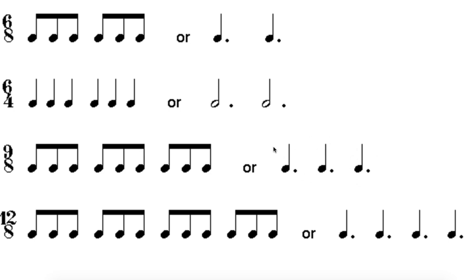Hence, this would be called a triple meter because of that, and this would be called a duple meter because of that. This would also be called a duple meter, 6/4. 12/8, we have 12 eighth notes or 4 dotted quarter notes, right? So this would be called a quadruple meter. So quadruple meter because of that, triple meter because of that, duple meter because of that.